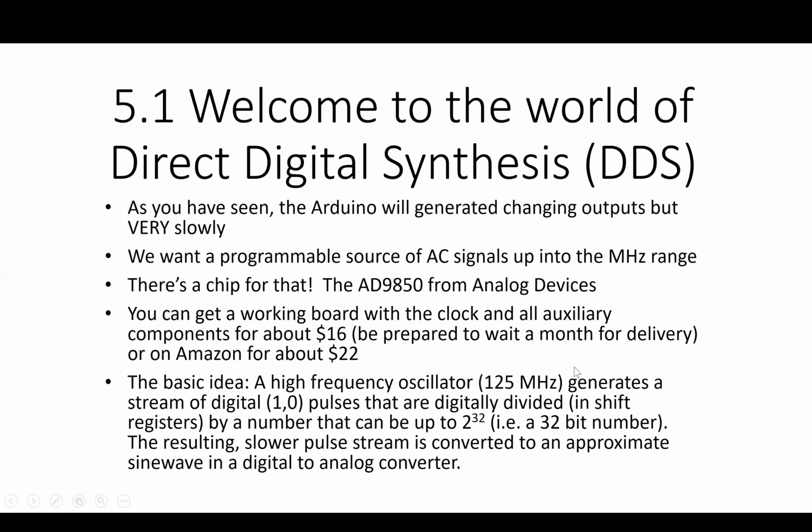What direct digital synthesis does is to generate a stream of 1s and 0s at the frequency of the clock, which is 125 megahertz in this case, a very high frequency. You get the final output by dividing the clock frequency by a number that can be as large as 2 to the power 32, a 32-bit number. So the smallest change in frequency you can make is 125 megahertz divided by 2 to the power 32, and of course you divide by some other number less than that for some other frequency.